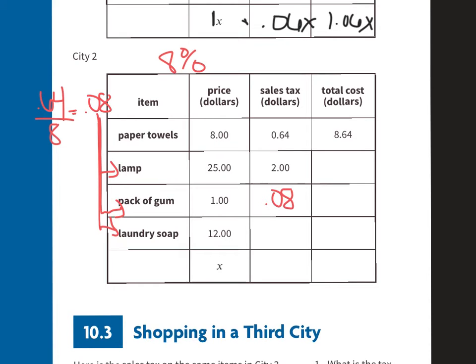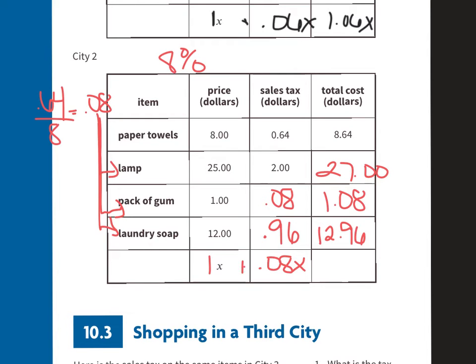Let's add them. $25 plus $2 is $27. $1 plus 8 cents is $1.08. 12 times 0.08 is 0.96, so $12 plus 96 cents is $12.96. And then x times 0.08, we just put them together, 0.08x. There's one x here, right? So 1 plus 0.08 is 1.08 times x is 1.08x.